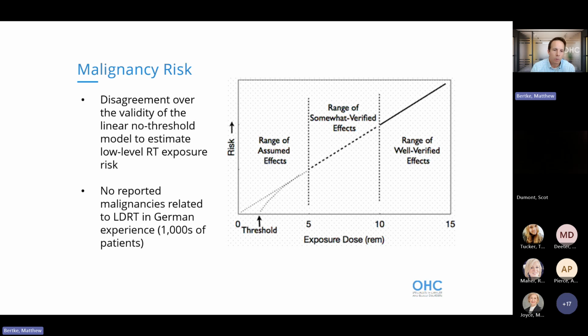And it's possible that there's a threshold, meaning that you have to get a certain amount of radiation before there's even a risk of causing a cancer with radiation, mostly because of your body's own repair mechanisms, like we mentioned before.